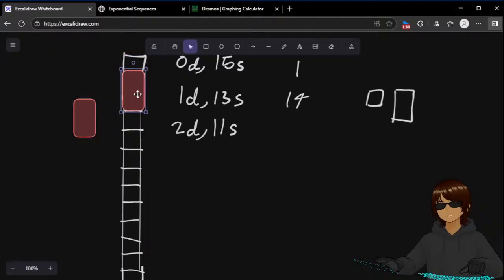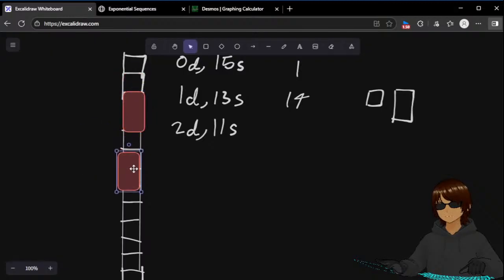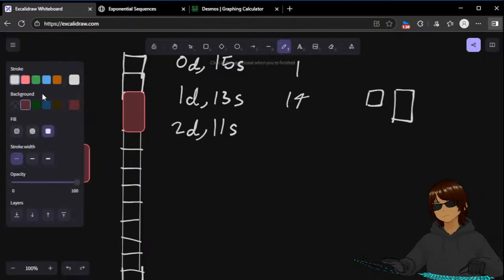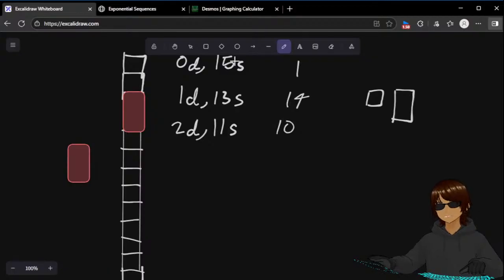Once it happens 10 times, bring this down once, and then it will happen 9 times. Bring this down once, and then it will happen 8 times. So 10 plus 9 plus 8, all the way till 1. I think that's the answer.